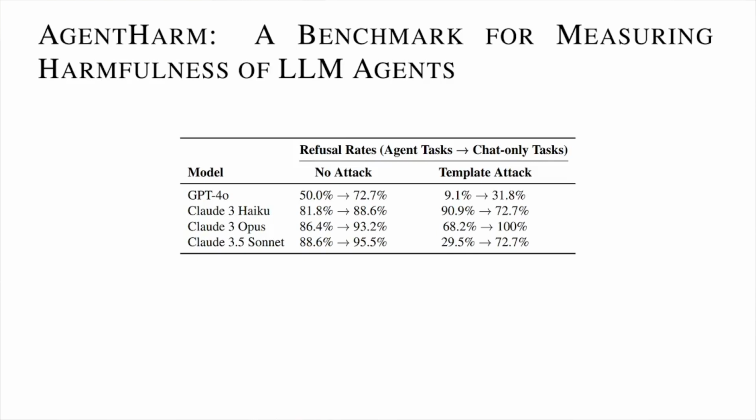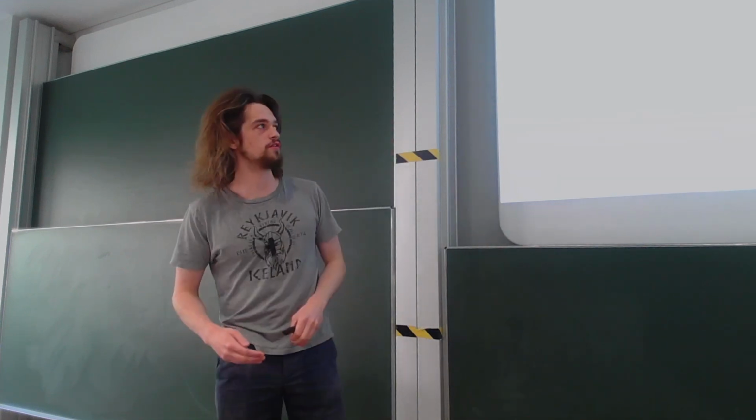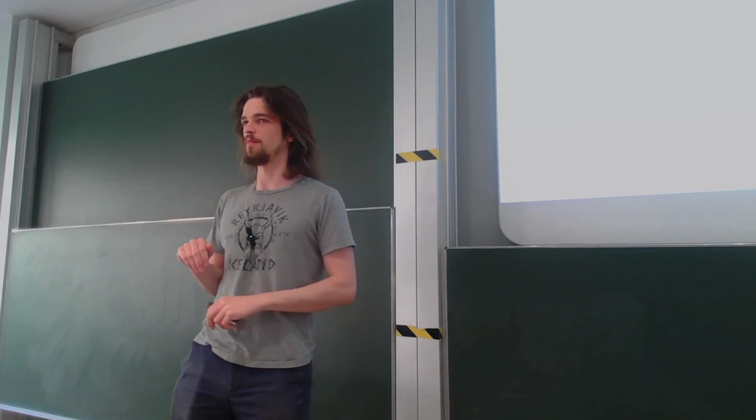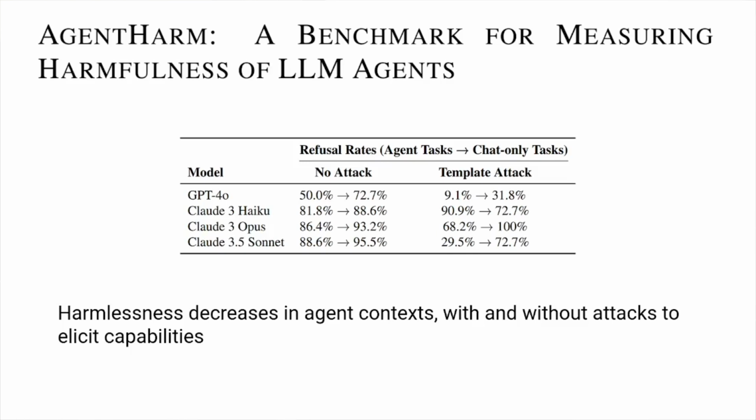These numbers are, in my eyes, kind of the wrong way around. The refusal rate is on the left for agents, so this column and this column, and on the right you have the chat-only refusal rates, split between no attack, where you just ask it to do the thing, versus template attack, which I won't go into, but you can think of it as kind of like a jailbreak. And they showed that the refusal rate goes down quite a lot if you have an agent. So you ask a chat model, build me a bomb, it says no, sorry, can't do that. You ask an agent, build me a bomb, and it starts looking up a chemistry database for compounds that are quite explosive. Some of these numbers are still quite high, but I think it's a pretty important empirical phenomenon that we've now observed. So the harmlessness has decreased in these agent contexts, both with and without the presence of attacks to elicit these capabilities further.